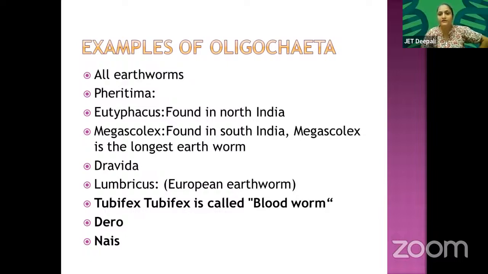Tubifex is called bloodworm. Then Dero and Aeolosoma. Now see, I have bolded these last three examples. Why? Because they are freshwater examples. They are living in fresh water. They are not terrestrial. So these three examples of Oligochaeta are exceptions. They are freshwater worms: Tubifex, Dero, and Aeolosoma.